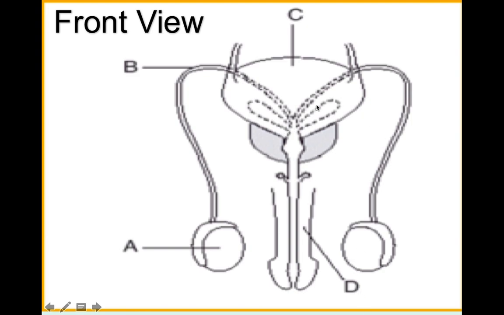So this is the vas deferens. These are the seminal vesicles, which we'll learn about on the next slide. And this behind here, this gray area, is the prostate. That's responsible for adding the liquid to the sperm. And then here is the urethra, and D obviously is pointing to the penis.